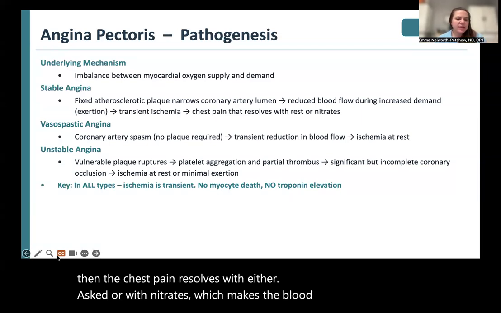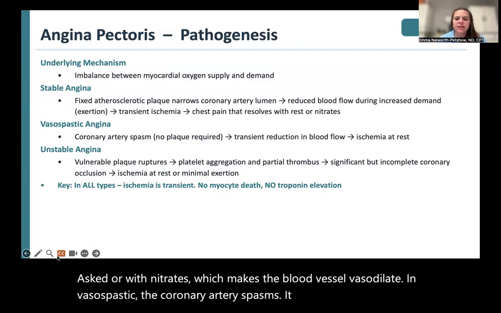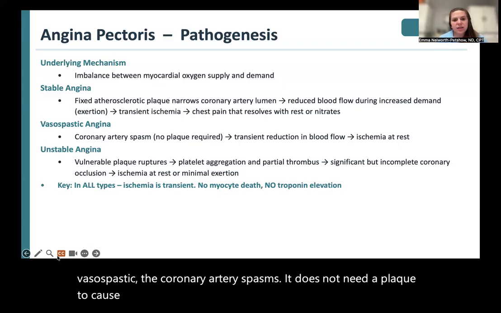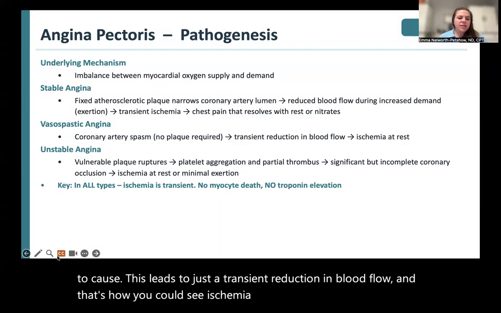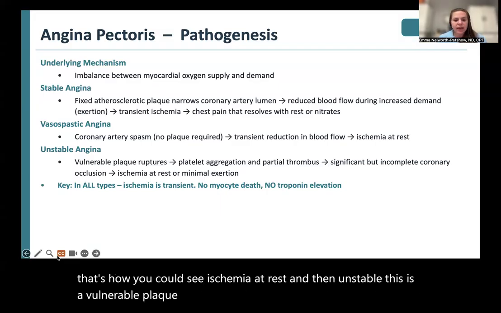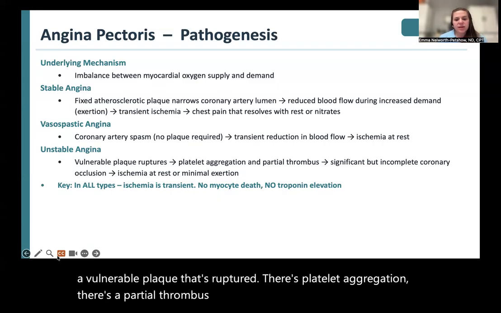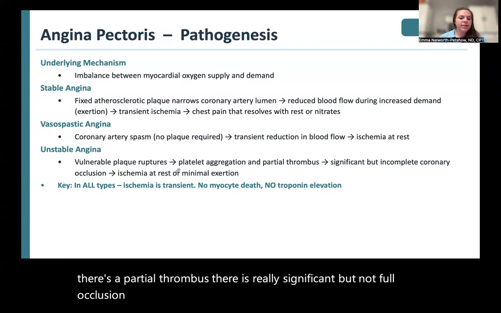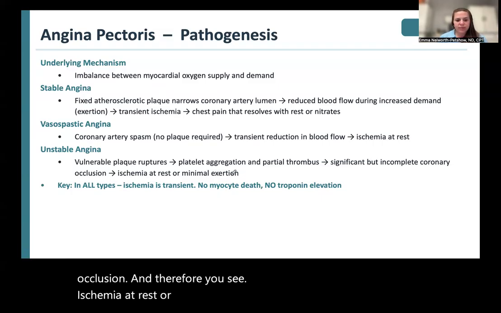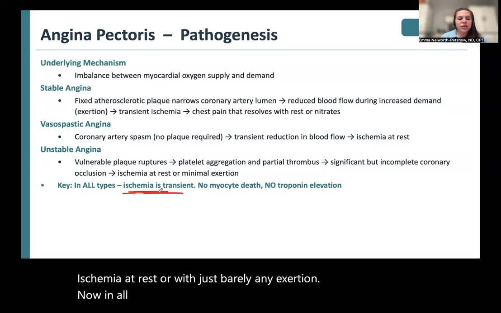In vasospastic, the coronary artery spasms, it does not need a plaque to cause this. This leads to just a transient reduction in blood flow, and that's how you could see ischemia at rest. And then unstable, this is a vulnerable plaque that's ruptured. There's platelet aggregation, there's a partial thrombus. There is really significant, but not full occlusion, and therefore you see ischemia at rest or with just barely any exertion. Now, in all three types, the ischemia is transient.